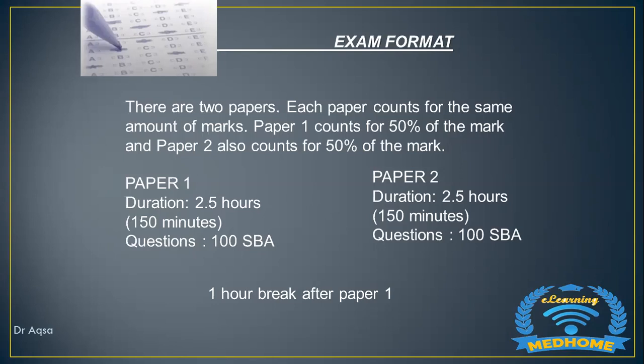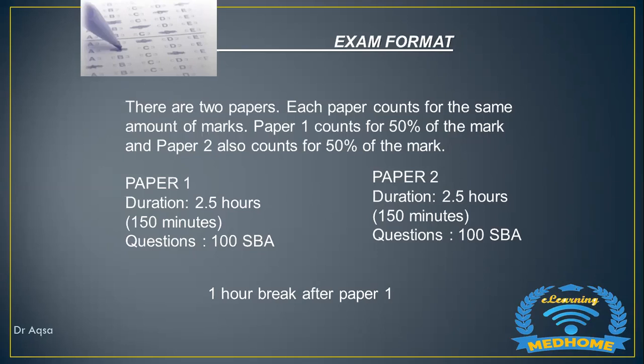Now, what is the exam format? So this exam, like other exams such as FCPS or MCPS, also has 2 papers. Paper 1 accounts for 50%, and paper 2 also accounts for 50%. Paper 1 is for 2.5 hours. After that, there will be a break of 1 hour. And after that, paper 2 will start. That is 2.5 hours or 150 minutes for each paper. And in both papers, there will be 100 single best answers.